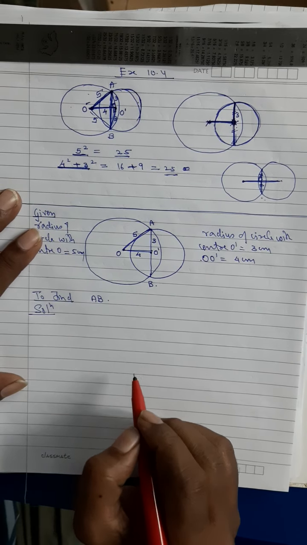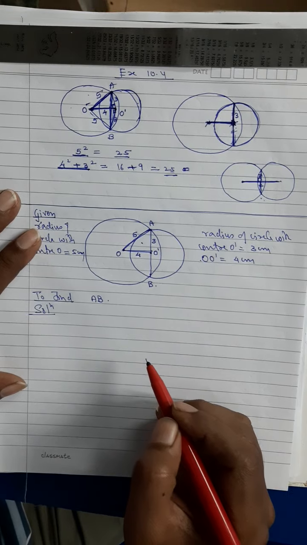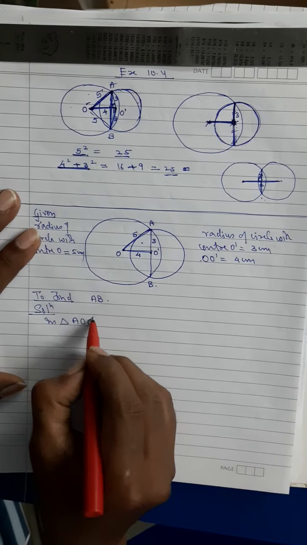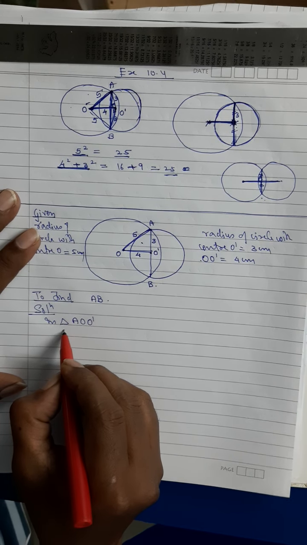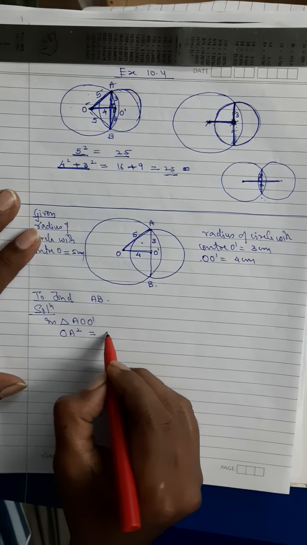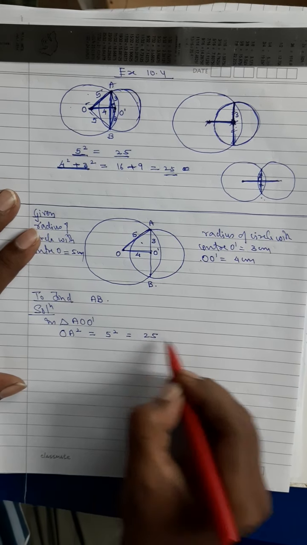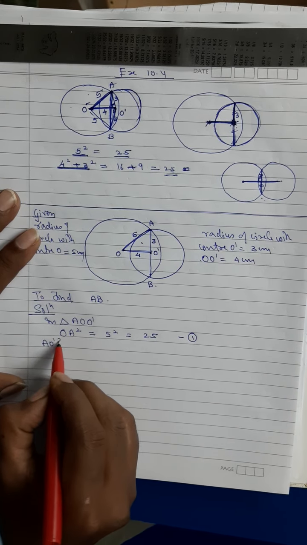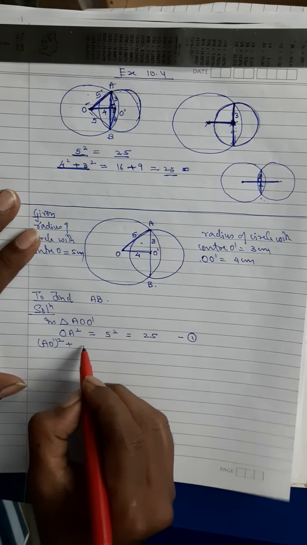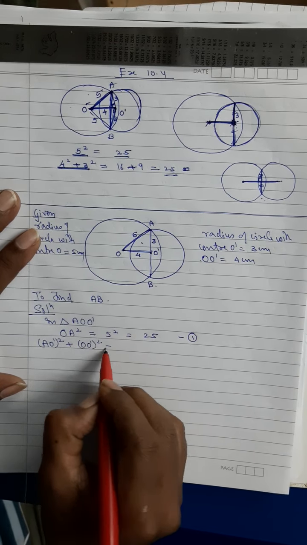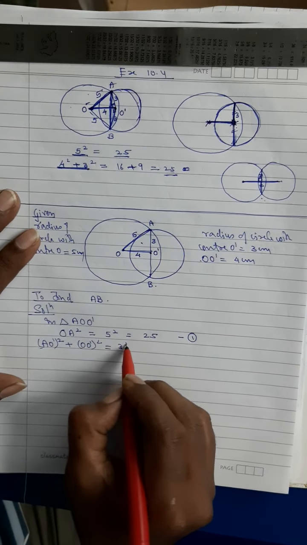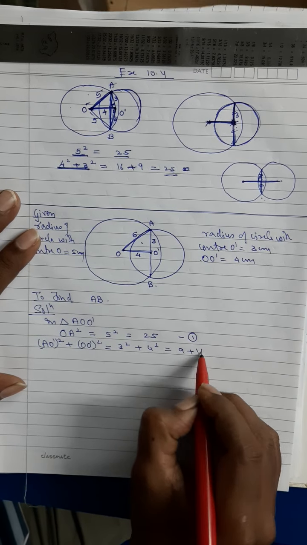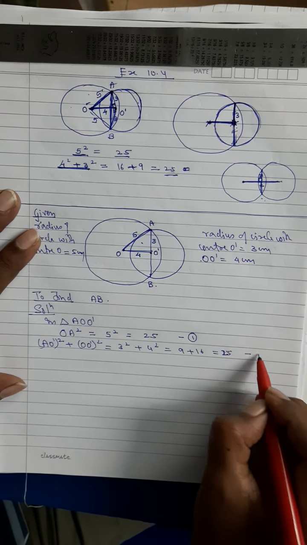What I will do first is apply the converse of Pythagoras theorem over here. So in triangle AOO dash, OA square is equal to 5 square is equal to 25. This is done. Then I will write AO dash square plus OO dash square will be equal to what? What is AO dash square? 3 square plus OO dash square will be 4 square, that will be 9 plus 16, that will be equal to 25, and this is second part.